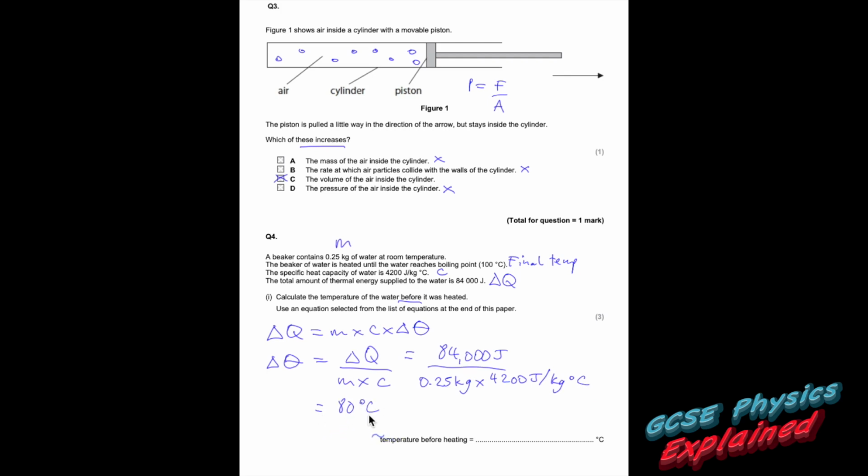Now 80 degrees C isn't the temperature of the water before it was heated. That is the change of temperature. So remember, the change of temperature, it'll equal the final temperature, take away the initial temperature. And we want the initial temperature. So rearrange that equation. So the final temperature was 100 degrees C. And it changed by 80. So if we take the 80 degrees C off, that'll tell us that the starting temperature must have been 20 degrees C. If you just put the answer down as 80, you'll probably only get 2 marks instead of 3.